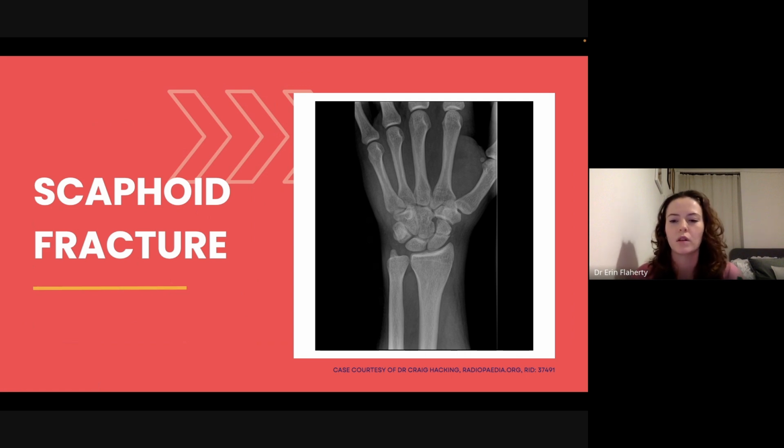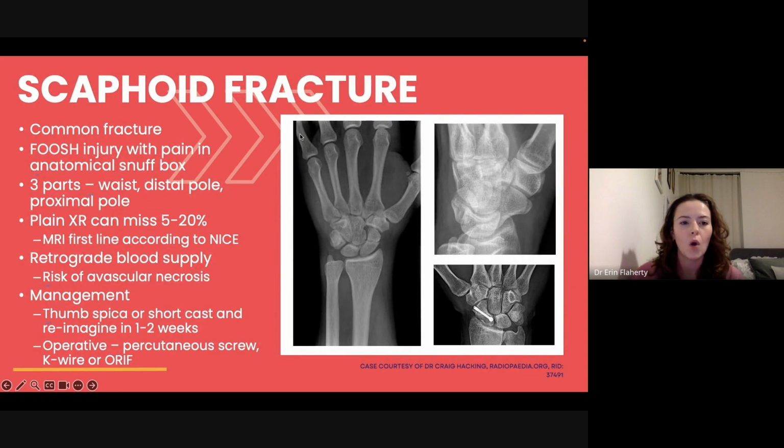Okay, so scaphoid fractures. So scaphoid fractures are one of the most important carpal fractures that we want to look at, and that's for multiple reasons. So this is our scaphoid here. As you can see here, we have a nice big fracture right in the middle of our scaphoid, which is known as the waist. So again, common fracture, and similarly, it's caused a lot of the time by a fall on an outstretched hand. And people will come in a lot of the time complaining of pain in their anatomical snuffbox, which is right in here, right about where that scaphoid sits. So there's three parts to the scaphoid. So we have the waist, which is where this fracture is.